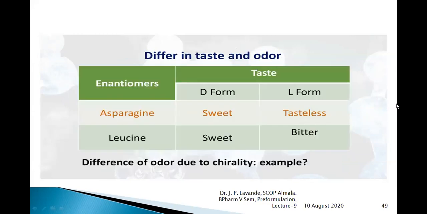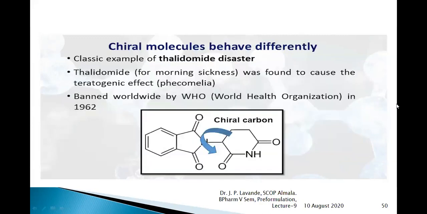Now, the difference in taste and odor: if you see enantiomers like asparagine and leucine, the D form is sweet in taste and the L form is tasteless; in another case the D form is sweet and the L form is bitter. And the difference of odor is due to chirality. And these are the examples.